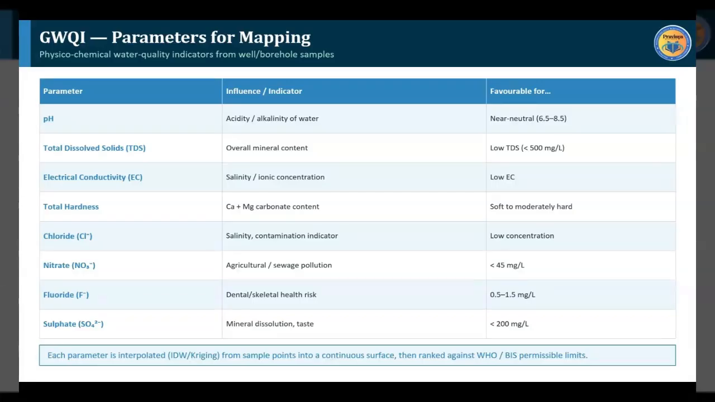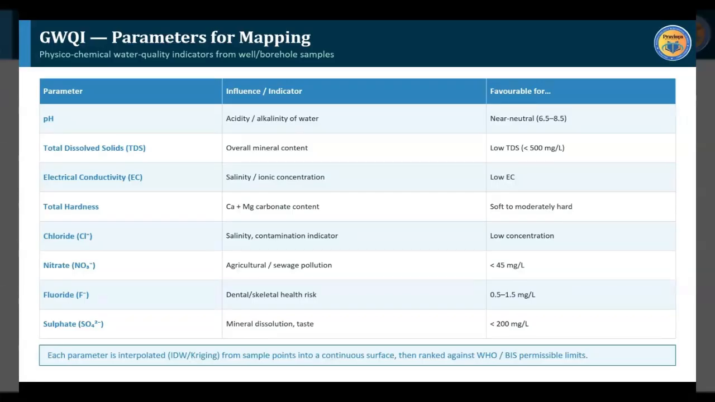Then we have fluoride. This is a big issue in many parts of India. Too little fluoride and you get dental problems. Too much and you get dental and skeletal fluorosis, which is a serious disabling condition. So fluoride is interesting. The ideal is a narrow optimal band around 0.6 to 1 milligram per liter, not simply as low as possible.